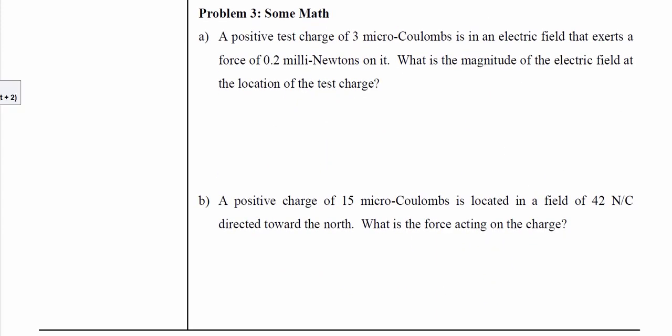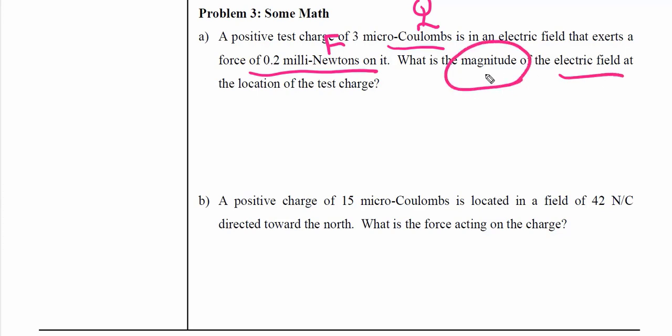Okay. Let's do some math. We gave you an equation earlier. Let's go ahead and do some math. So we have a positive charge. Coulomb is going to be a charge. That's going to be Q. We have newtons, which is a force. We're looking for the strength of the electric field. We're looking for the magnitude. Magnitude means absolute value. Okay, so don't worry about positives and negatives. You're going to just go ahead and get an answer and ignore the sign.